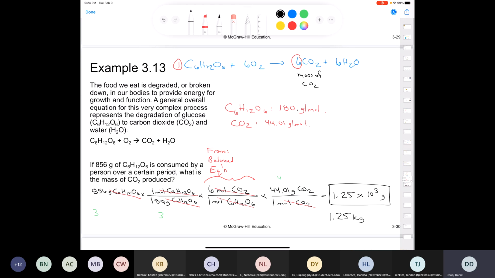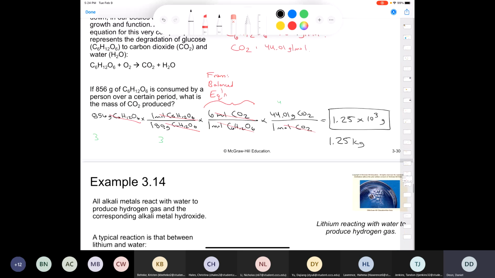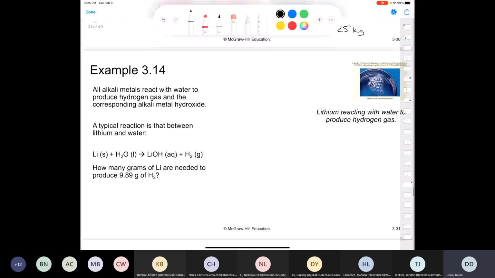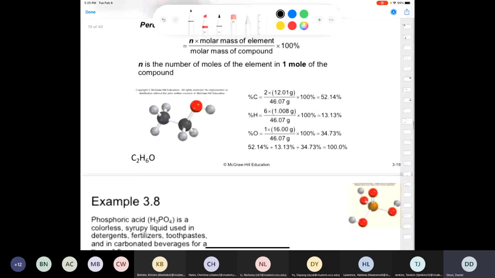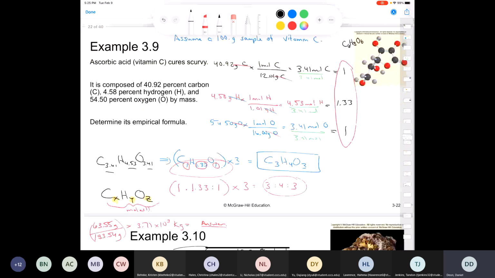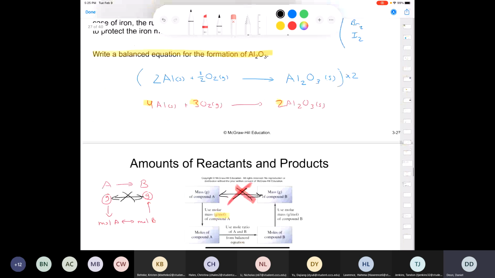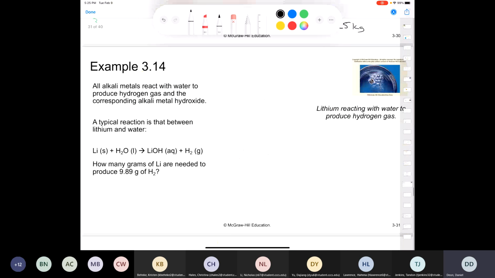Okay, now this is a very typical type of problem that you'll have on your next exam and the final exam as well. So let's take a look at another problem that's very similar to that one. All right, oops, I didn't mean to do that. There we go. Here we are, right here.